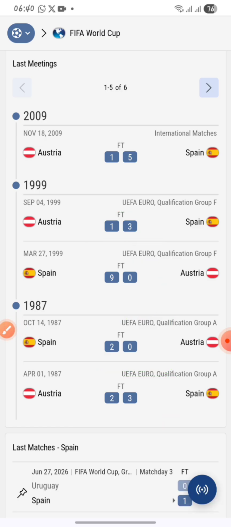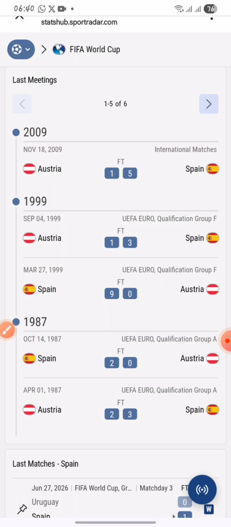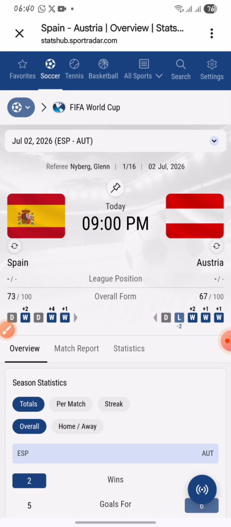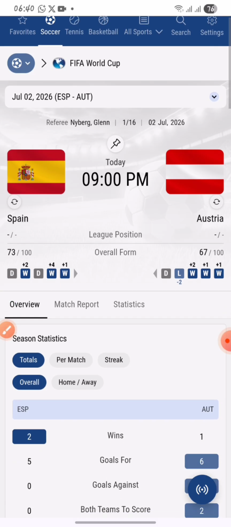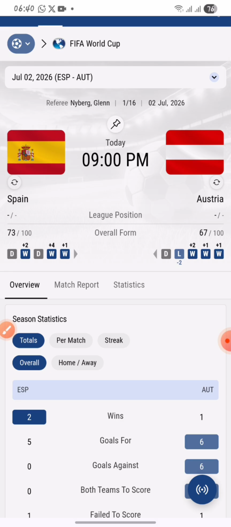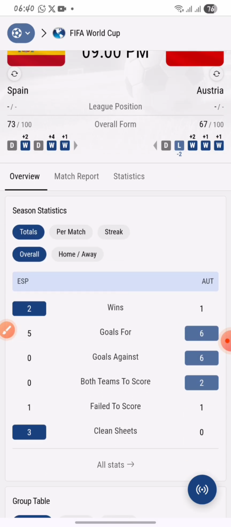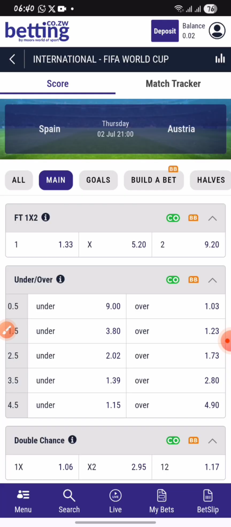So now we have 3 things that we are focusing on. We looked at the amount of money that was placed on both teams, and based only on the money, it favors Spain, right? Based on the current form, it favors Spain, right? Based on the head-to-head matches, it also favors Spain. So these are some of the things that we need to take into consideration before running into a bet. Okay, right, now let us go back to our betting window.